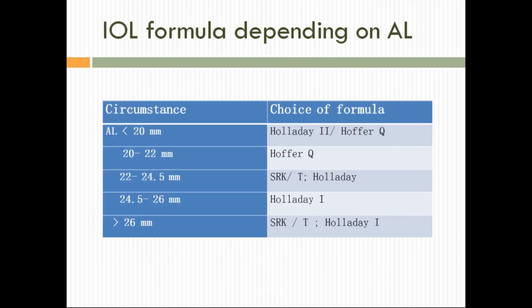IOL formula depending on axial length. For different circumstances, different choices of formula are used. For axial length less than 20 mm, Barrett or Hoffer-Q is used. For axial length 20 to 22 mm, Hoffer-Q is used. For axial length of 22 to 24.5 mm, SRK/T or Barrett formula can be used. Similarly, for the next axial length range, a corresponding formula can be used. And for axial length of greater than 26 mm, we can use SRK/T formula or Barrett formula.